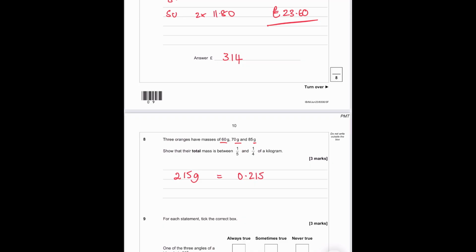0.215 kilograms. Now, if we look at 1/5 of a kilogram is equal to 0.2, and 1/4 of a kilogram would equal 0.25. So we have shown that that is in between those two answers.